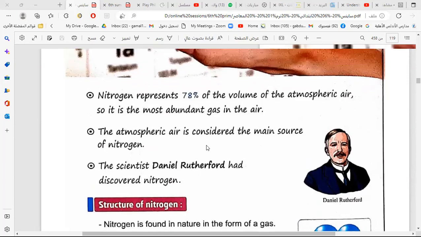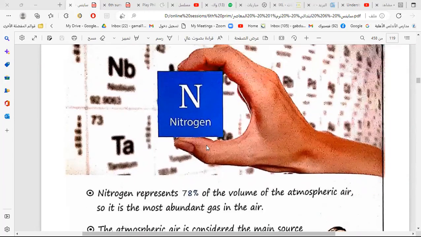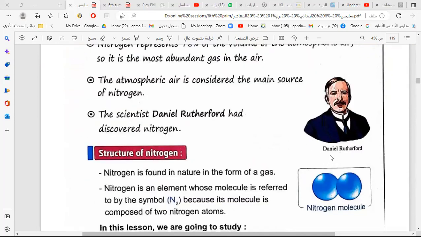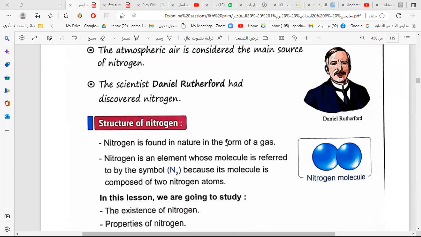It doesn't share in respiration. It doesn't share in a combustion process. The scientist here, we can see, is Daniel Rutherford. This is the scientist who discovered nitrogen. Remember Joseph Priestley, who discovered oxygen, and Lavoisier, who also gave oxygen its name.